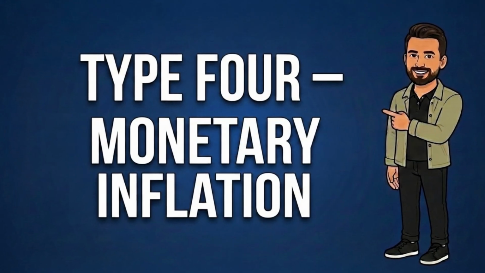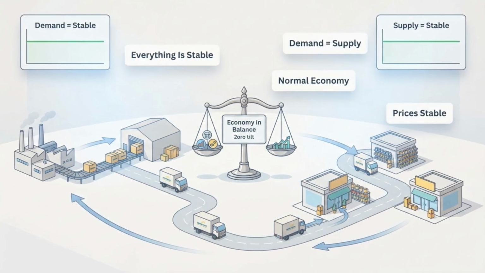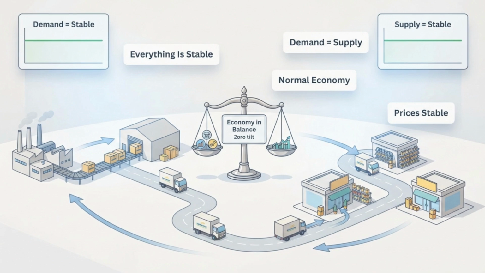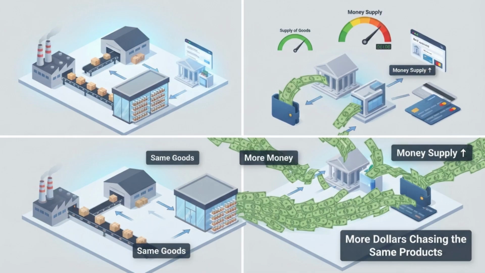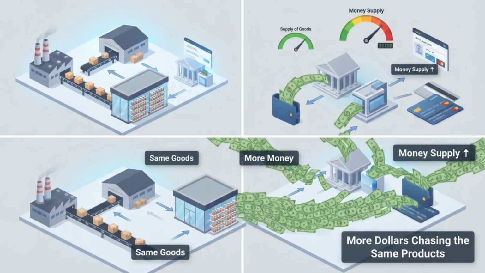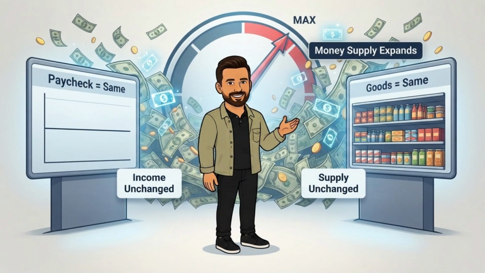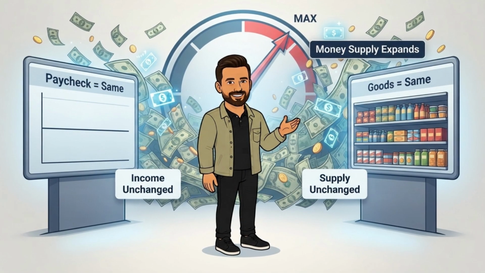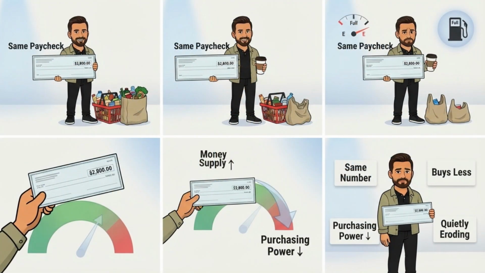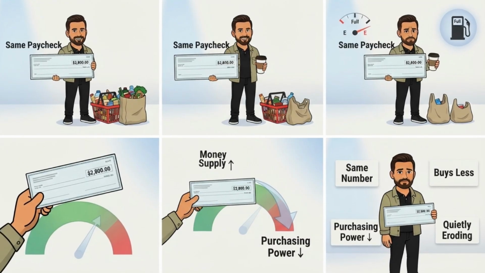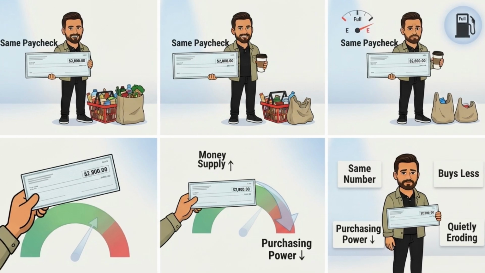Type 4: monetary inflation. Here's where it gets really interesting. Imagine the economy is running normally. People want the same amount of goods. The supply of those goods hasn't changed. Everything is stable. But now, for whatever reason, there is significantly more currency circulating in the economy. More dollars chasing the same number of products. Chris's paycheck didn't change. The store shelves didn't change. But if the money supply expanded dramatically, Chris's purchasing power quietly eroded anyway. The number on his paycheck stayed the same. What it buys quietly shrank.